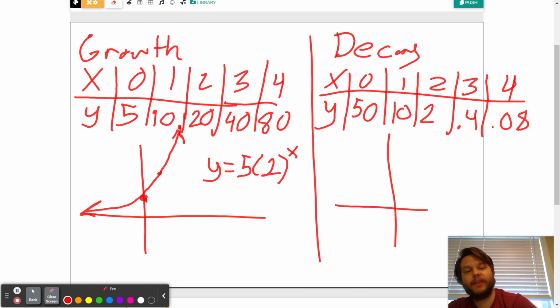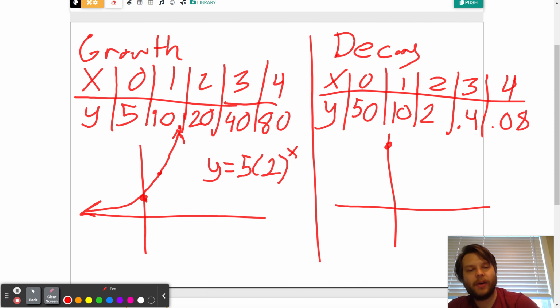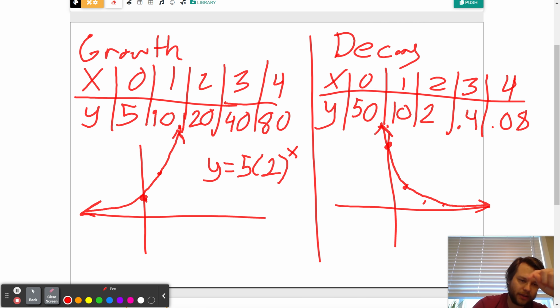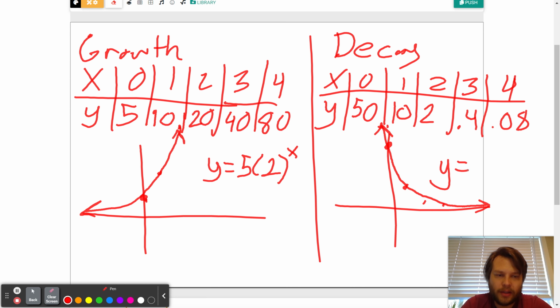If I draw the graph of this, we have a high y-intercept, then it gets much closer to the x-axis as you go. You can see every exponential function is going to have that asymptote. The question is if it's on the right side of the graph or on the left side of the graph. This is decay because it goes down and to the right. And this has an equation of y equals 50 times 1/5 raised to the x.